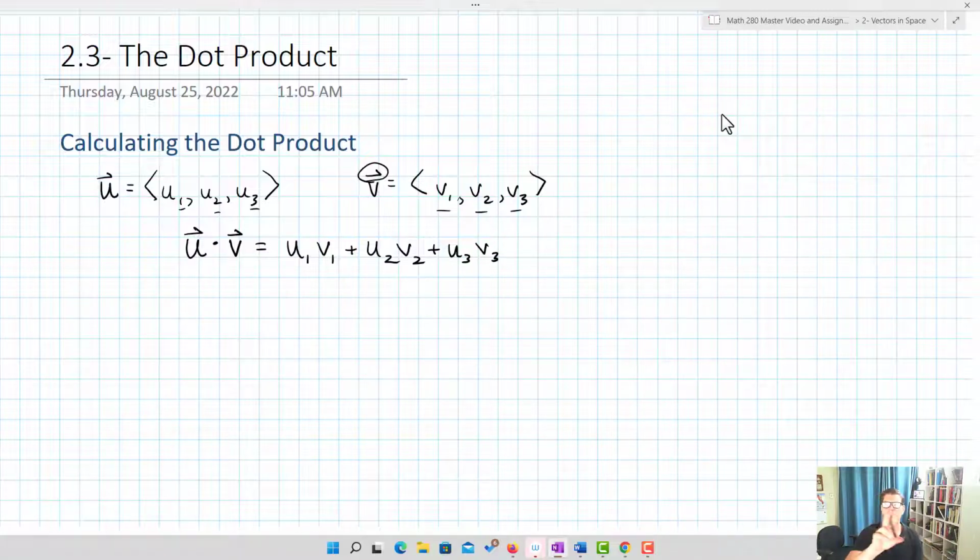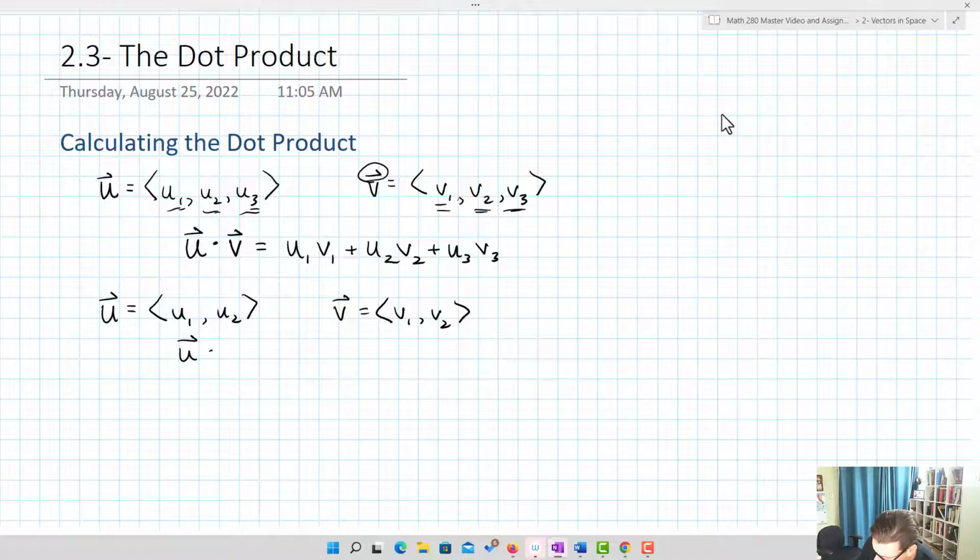So what we'll do is we'll multiply the components in matching positions. Notice the first components get multiplied together, the second components get multiplied together, the third components get multiplied together, and then we add up those multiplications. The same thing holds when we're doing it in 2 dimensions. So if I have u as a 2-dimensional vector, u1, u2, and v equal to v1, v2, then u dotted with v in 2 dimensions is going to equal u1 v1 plus u2 v2. And that's actually how we define the dot product.